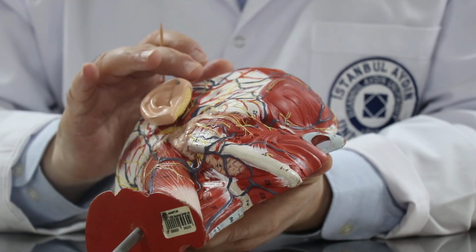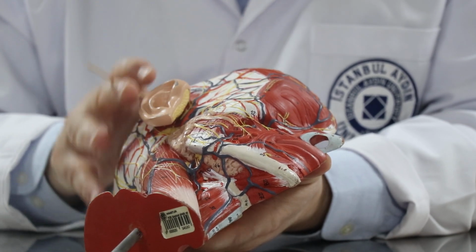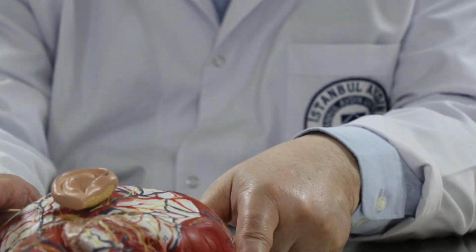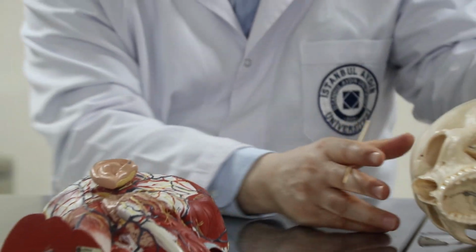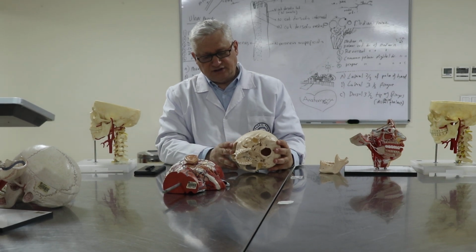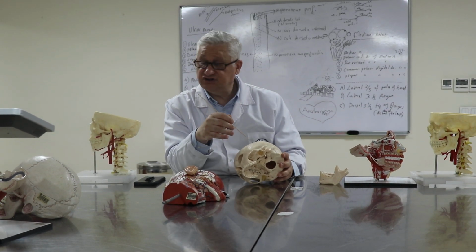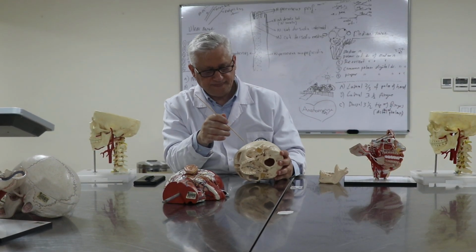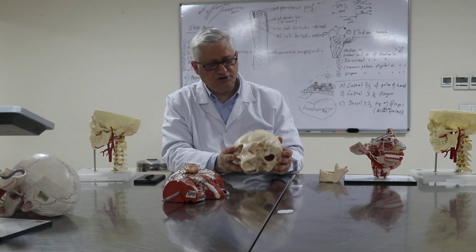So that's it. We talked about the artery and the vein. We finished that. Last, concerning the temporal fossa, is the bony component. We didn't look at that.